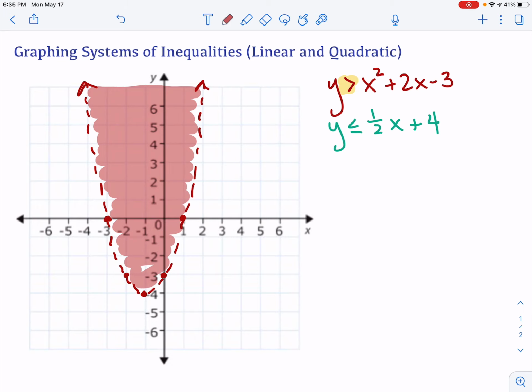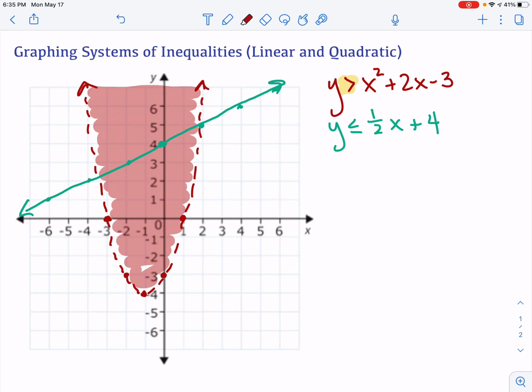So then I'm going to change colors here. I'm going to go to my other color for my second inequality, which is linear. So I'm going to go ahead and graph that. I'm going to start at +4, and then my slope is 1/2. So I'm going to go up 1 and over 2, up 1 and over 2, up 1 and over 2. I can do the reverse movement by starting at my y-intercept. So down 1 and left 2, down 1 and left 2, down 1 and left 2. And this is going to be a solid line because I've got the equal to included in my inequality.